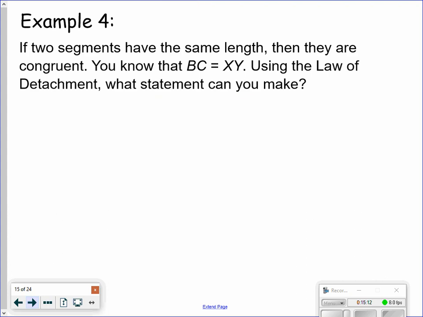So let's think about that detention problem. If two segments have the same length, then they are congruent. Okay, so kind of think about this part as your rule. So if two segments have the same length, then they are congruent. Well, now we're giving some example of that. You know that BC is equal to XY. So these are two segments that have the same length. What can we say about these two segments?